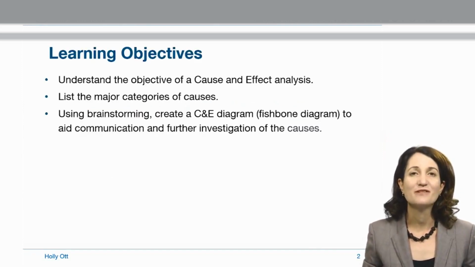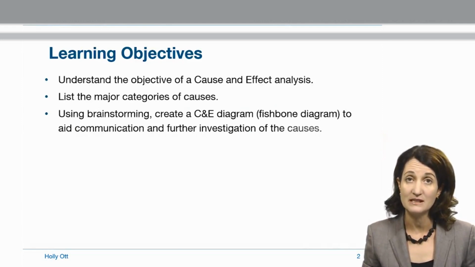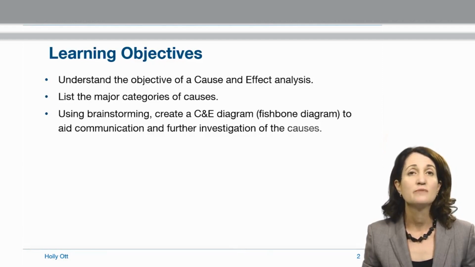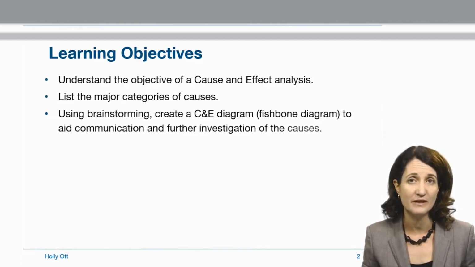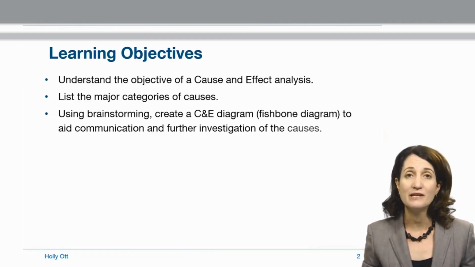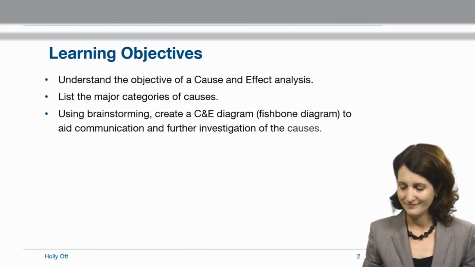The learning objectives for this session are to understand the objective of a cause and effect analysis in the context of the analyze phase in Six Sigma. We want to be able to list the major categories of causes used in a cause and effect analysis, and using brainstorming, be able to create a C&E diagram, also known as a fishbone diagram, which will then help to aid communication and to aid further investigation of the causes. And at the end of this lecture, we added a slide briefly about brainstorming.